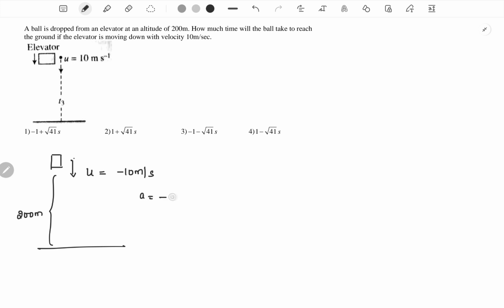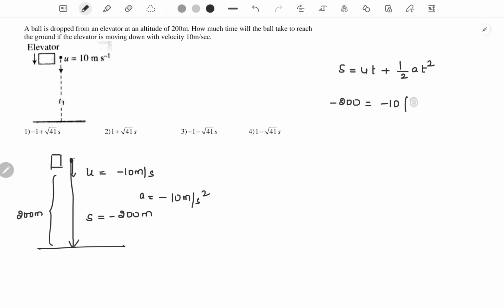Acceleration, I will consider it to be 10. And when it goes from that point and strikes the ground, basically it undergoes displacement in the downward direction, and the magnitude of displacement is 200 meters. So this is the information that we have. We intend to find the time t. So we can use the relation s equals ut plus half at square to find the displacement. s is minus 200, u is minus 10 into t, plus half into acceleration, minus 10, into t square. That implies minus 200 is equal to minus 10t minus 5t square.